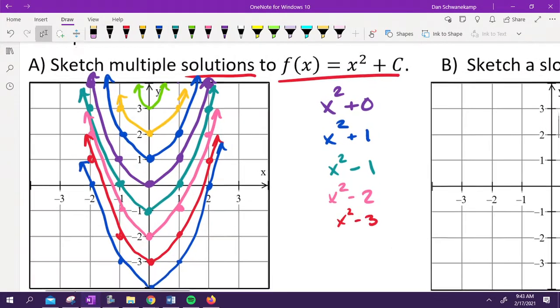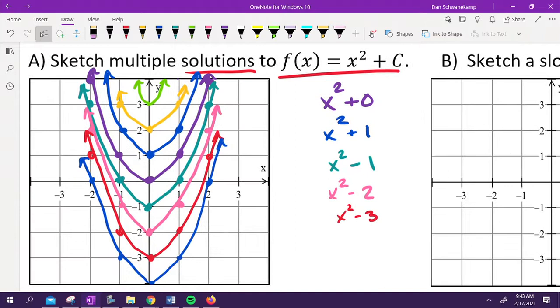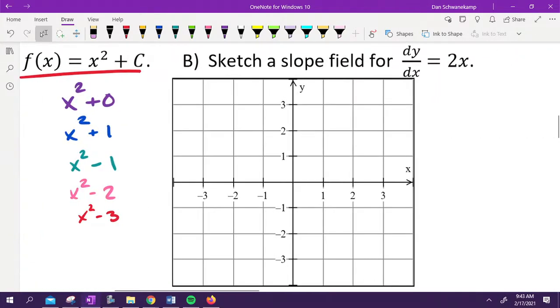In general, your picture should look like that. It's a bunch of parabolas kind of stacked up. Imagine you had a bunch of cups and you stacked them up. They would look very similar to that concept. Everybody agree with me? So that's a graph of the general solutions, which is kind of funky. What we're going to do now is sketch a slope field for that differential equation.